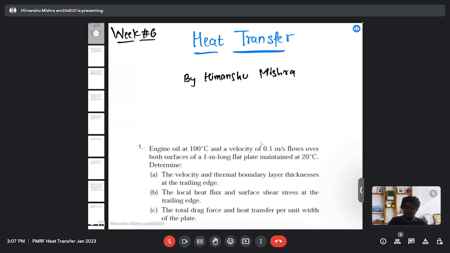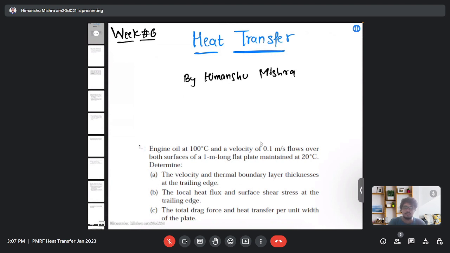Good afternoon. I am Himanshu Mishra, and this week we will be solving some problems related to the fundamentals of fluid mechanics as well as heat transfer. We will be applying a few concepts from fluid mechanics and heat transfer together to find the Nusselt number, heat transfer coefficient, drag coefficient, and hence the total heat transfer rate due to convection.